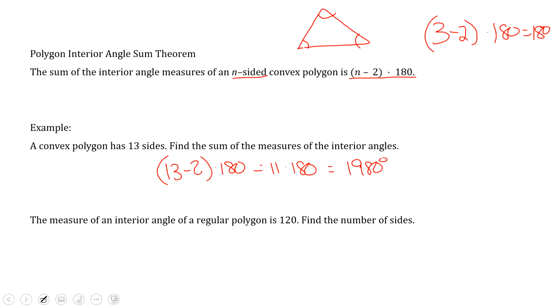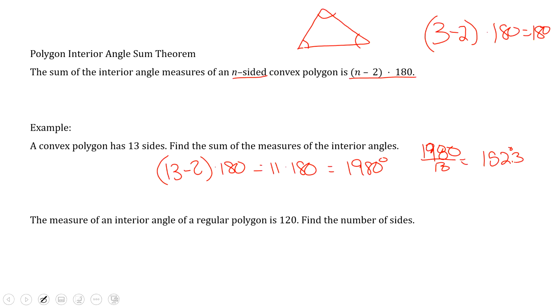1980 degrees. To find out what each individual angle is, we divide 1980 by 13. That tells us each angle inside the polygon is about 152 degrees. It's not a perfectly round number; it works out to a decimal, about 0.3, so 152.3 degrees is what each individual angle measures, but they sum up to 1980.